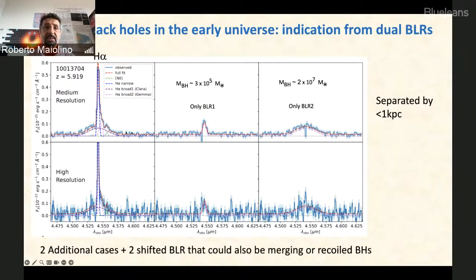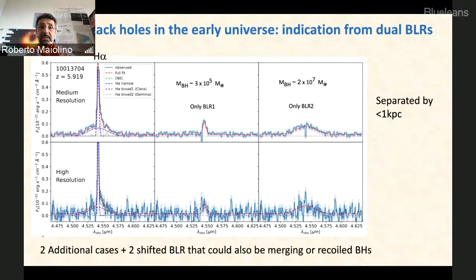dispersers, we find evidence that some of these BLRs are composed of two components. In the right panels, we remove the other components and show only one of the two components to highlight the significance. We interpret these as coming from two separate black holes, which are accreting, separate within the slit, so separated by less than 1 kiloparsec, and therefore likely in the process of merging. And we have two additional shifted BLRs, which could also be merging or recoiled black holes.